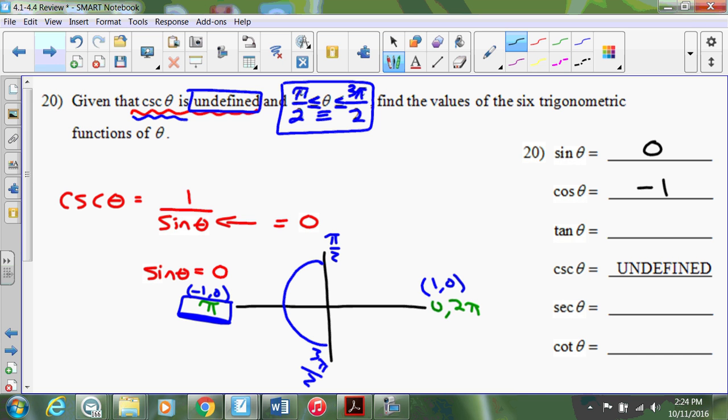Tan is sine over cosine, that would be 0. We already know cosecant would be 1 over sine, and that's undefined. Secant's 1 over cosine, so 1 over -1 is just -1. And cotangent is cosine over sine, which would also be undefined because cosine over sine would be -1 over 0. You cannot have a 0 in your denominator.